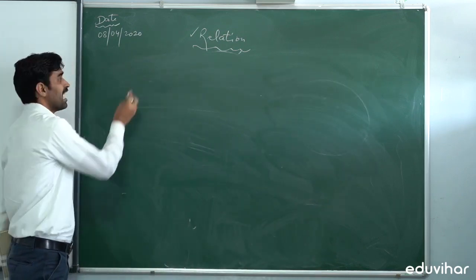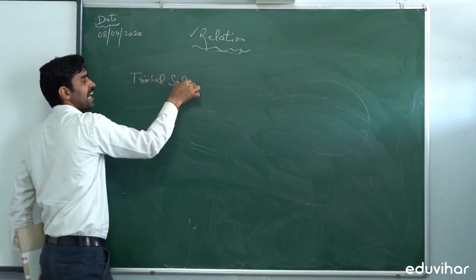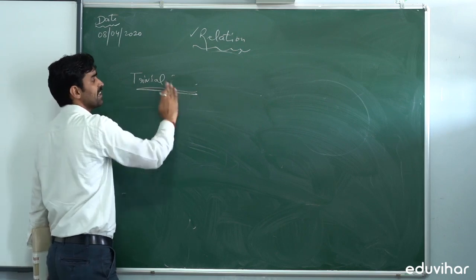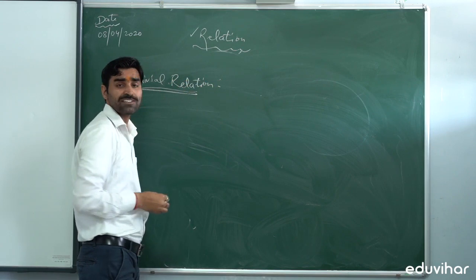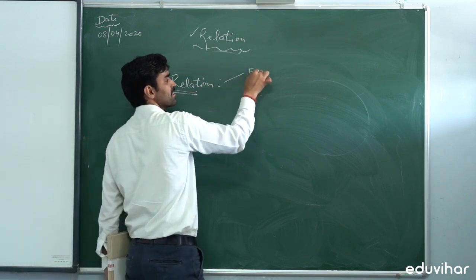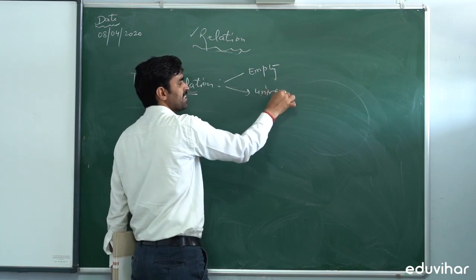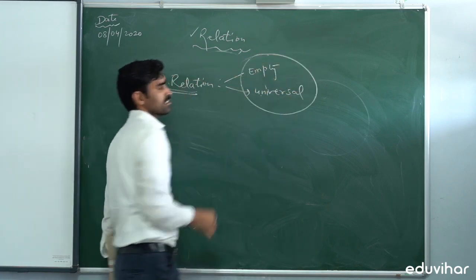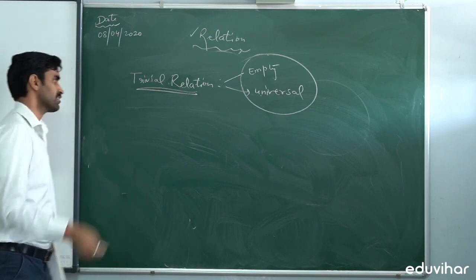These two relations are known as trivial relations. Which are those? Empty relation and universal relation. These two relations are also known as trivial relations.